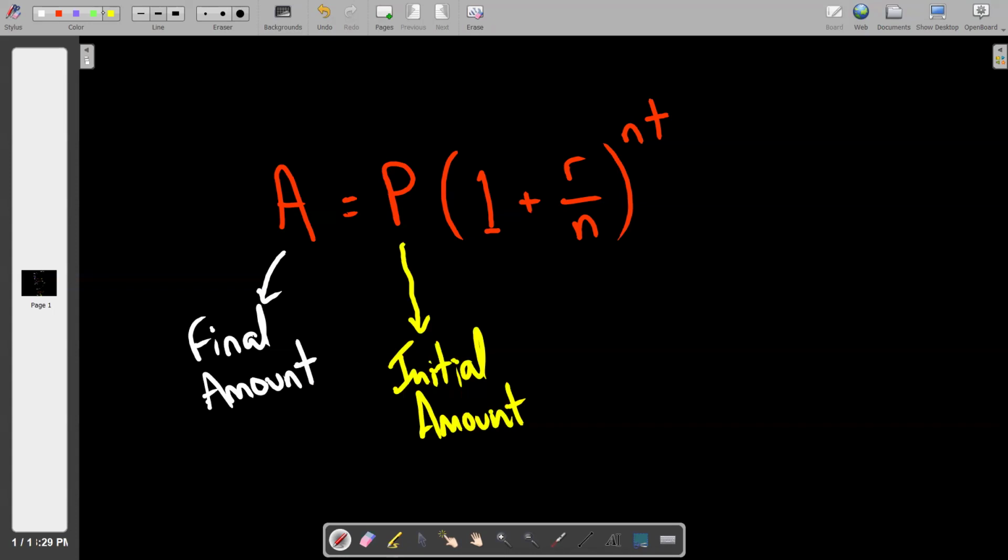Let's keep going. Anyone want to take a shot at what R is? Nope. It's the interest rate, hence the letter R.